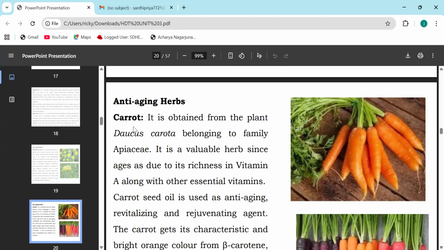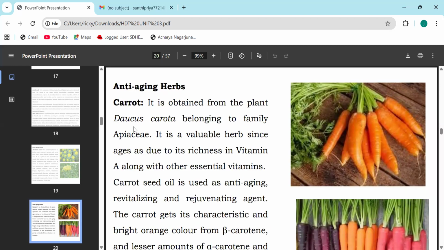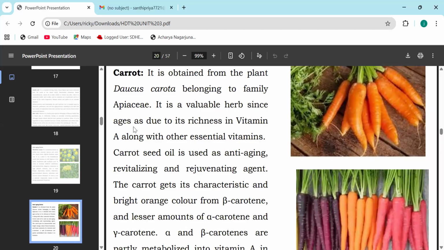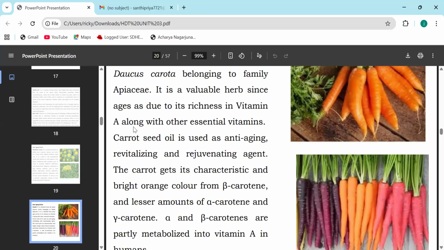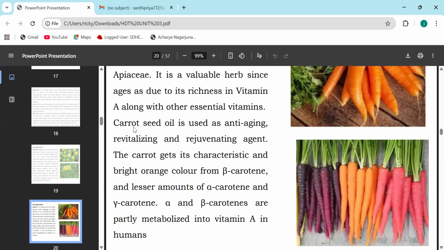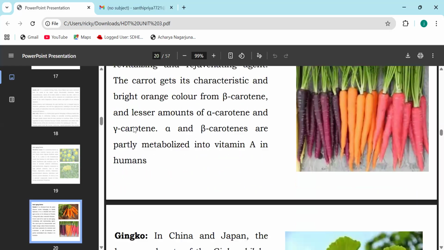we all know about this one, carrot. It is obtained from the plant Daucus carota. It belongs to the family Apiaceae, and it is a valuable herb due to its richness in vitamin A along with other essential vitamins. Carrot seed oil is used as an anti-aging, revitalizing, and rejuvenating agent. The carrot gets its characteristic bright orange color from beta carotene and lesser amounts of alpha carotene and gamma carotene, and beta carotene is partly metabolized into vitamin A in humans.